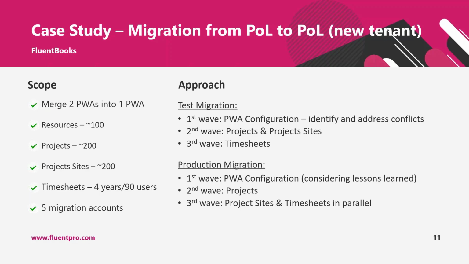So the test migration took about 20 days: the download, upload, and verification of all the data. And production migration was done in 10 days, and both source PWAs were put into read-only mode, so users were not working with them while we were doing production. Also, the freeze window allowed us to migrate all the timesheets because we had 5 migration accounts, so we could do things in parallel. After that, the new PWA went live, and all users just switched to the new environment.